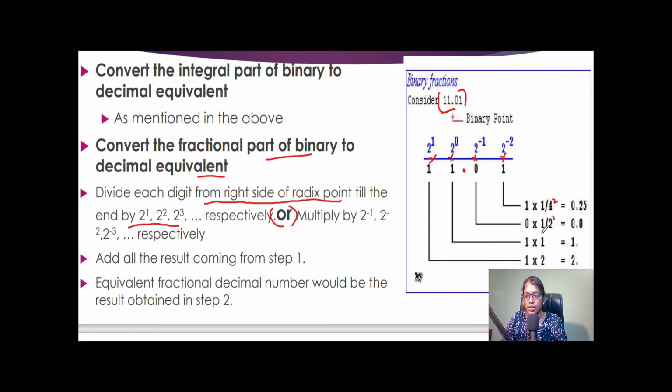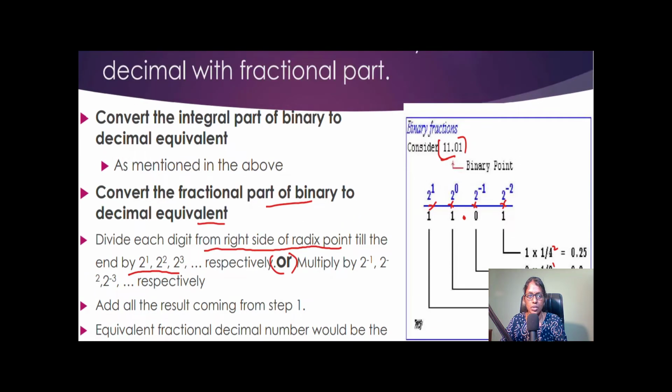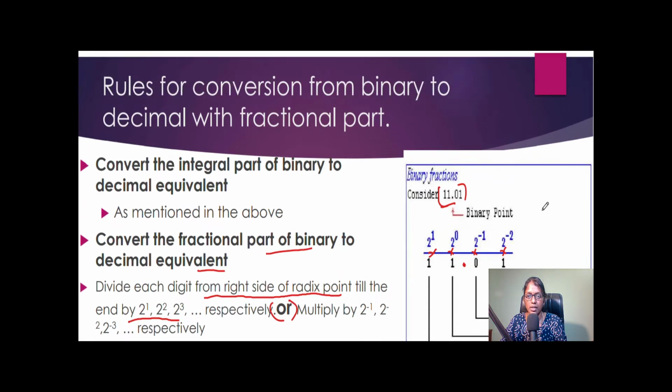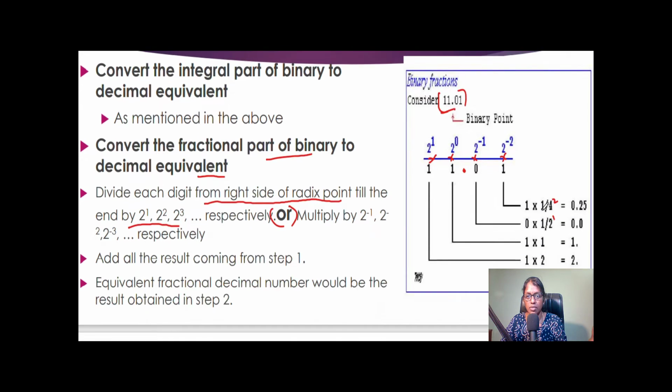So 0 into any number becomes 0. 1 by 4 is 0.25. So 0.25 into 1 is equal to 0.25. When you add, 3.25 is the answer. So this is converting a binary number to a decimal value with fractional part.